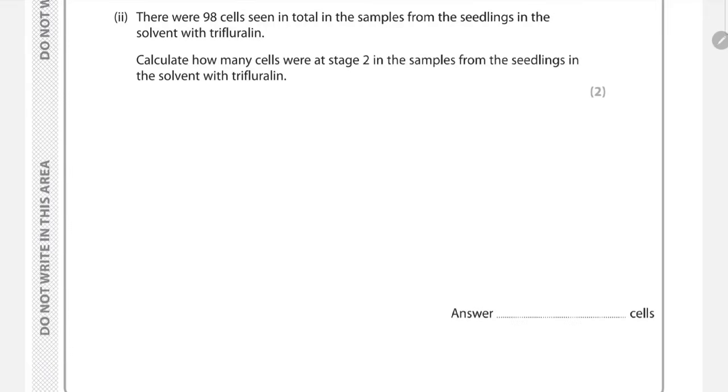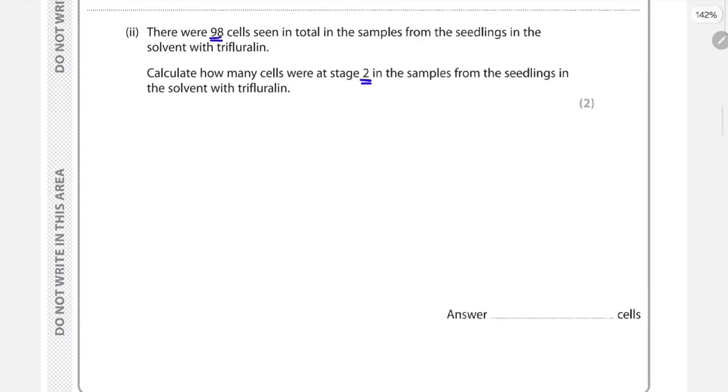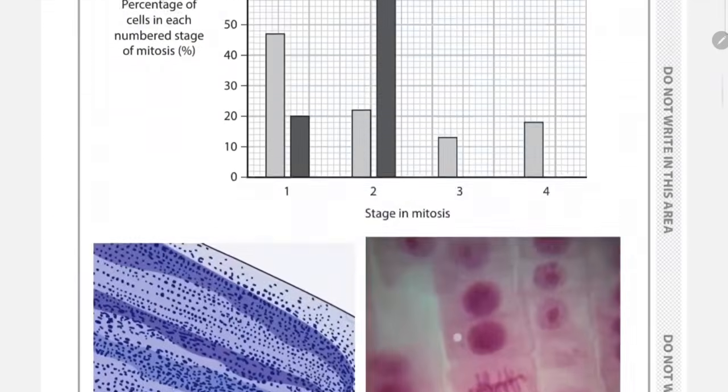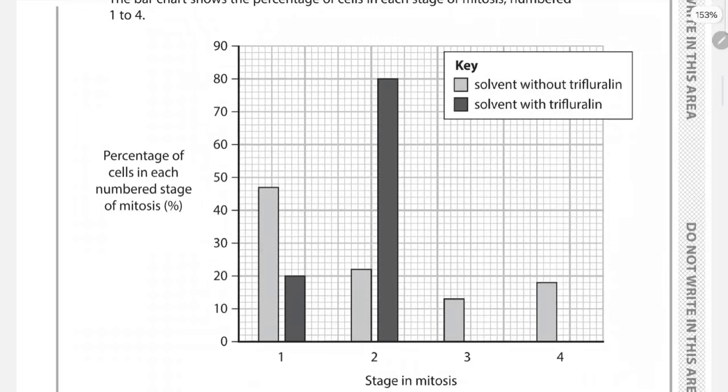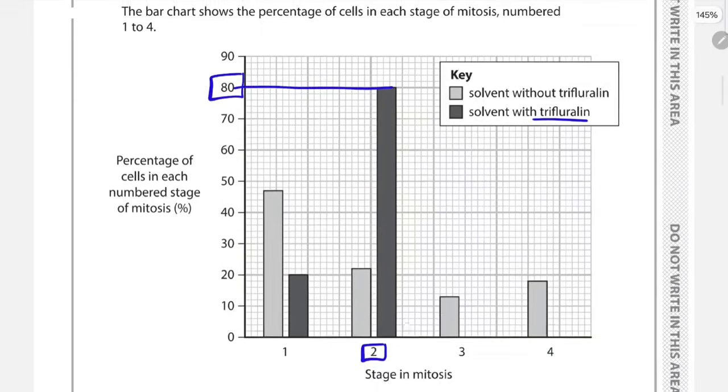Next question, it says that there were 98 cells in total seen in the samples from the seedlings in the solvent with trifluralin. Calculate how many cells were in stage 2 in the samples from the seedlings in the solvent with trifluralin. So first of all, I have to see what stage 2 was in the solvent with trifluralin. I have to see the data in the graph here with the solvent with trifluralin, which means it's the darker one for stage 2. The darker bar chart for stage 2 is at 80%.